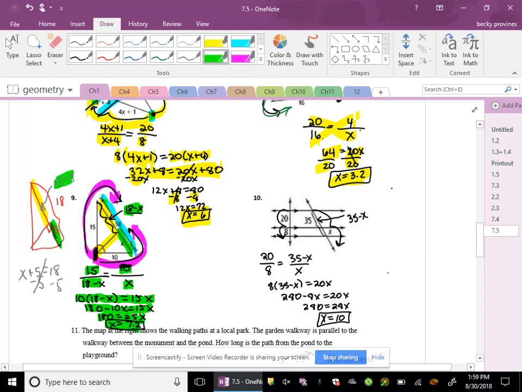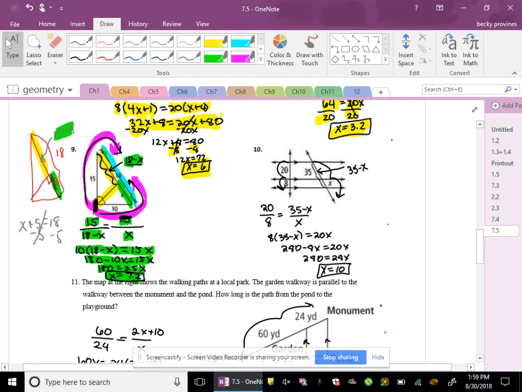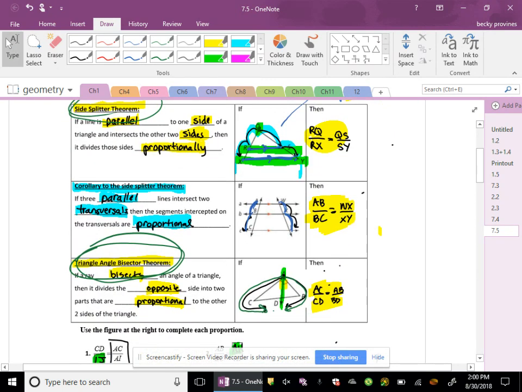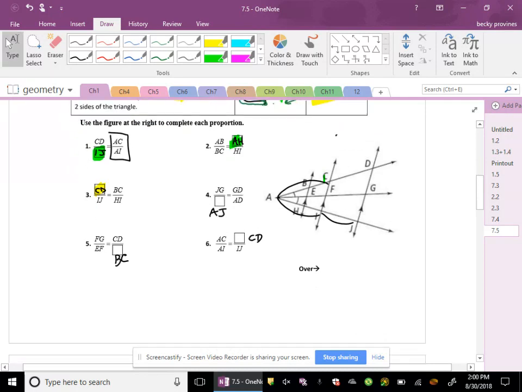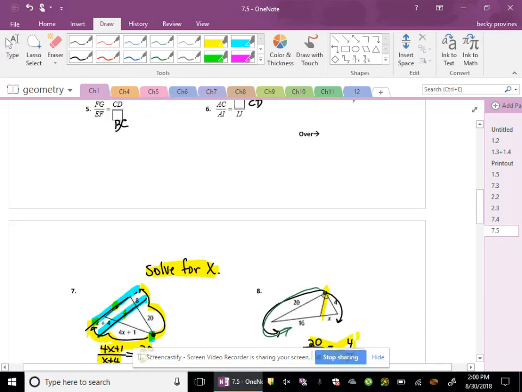All right, we're doing a great job here. Let's try to finish up number 10. All right, so when I look at this, I see 3 parallel lines, and we had a rule about that. Let's go back and look. Isn't that going to be the second one, the corollary, which is like this part here? That really wasn't so bad.